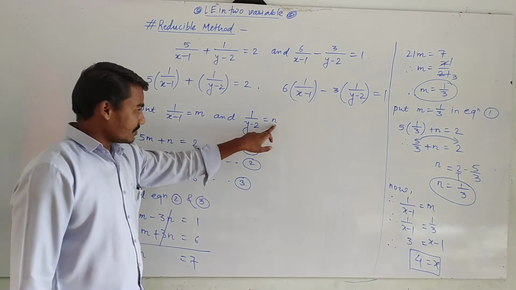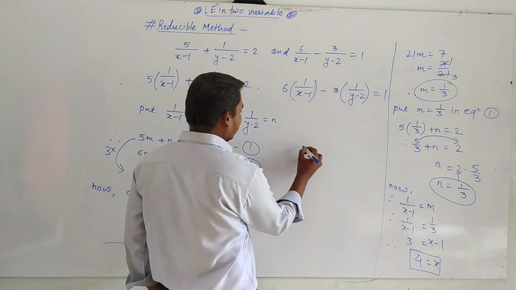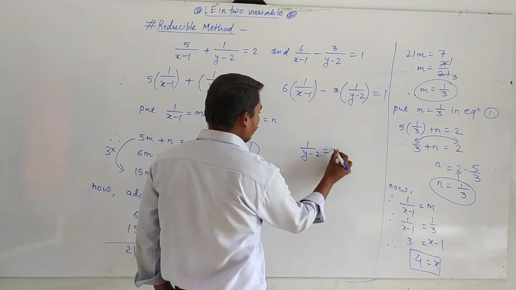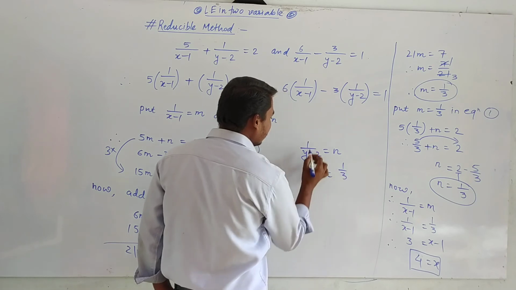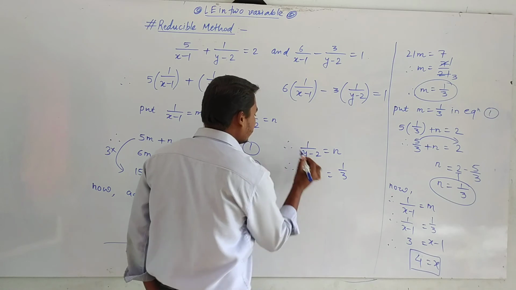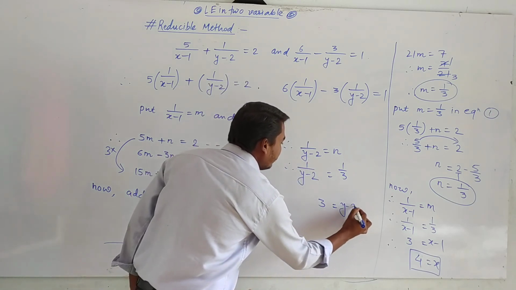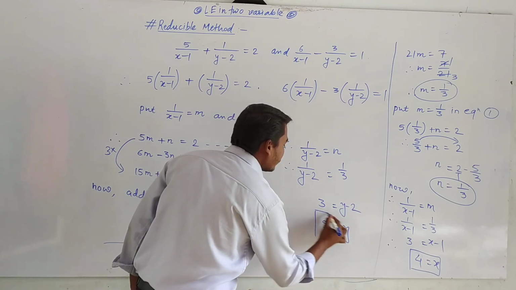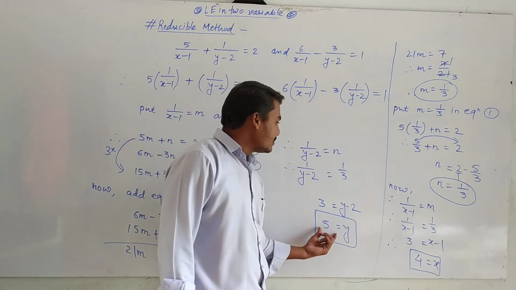Now here the value of n is 1 by 3. Now put it here: 1 by y minus 2 is equal to n, but n is 1 by 3. And here 1 by y minus 2. Cross multiply, 3 is equal to y minus 2. So y is equal to 5. So x is 4 and y is 5.